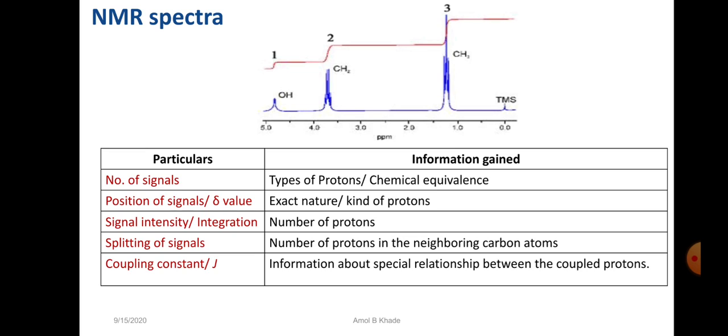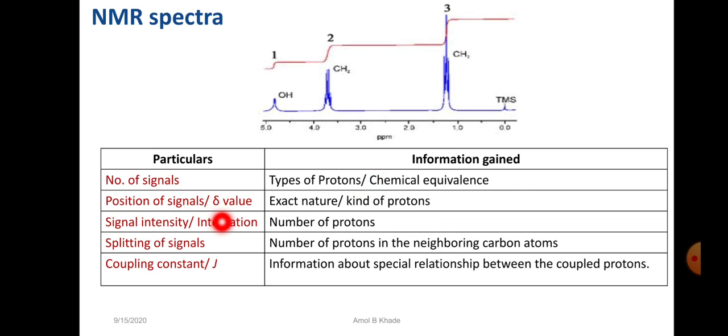Now by looking at the NMR spectrum, we get the following information. First, here we can observe there are 3 signals. The number of signals corresponds to the types of protons. In ethanol we have 3 types, or 3 sets, of protons. This is also known as chemical equivalence. So chemical equivalence is given by the number of signals, which correspond to the types or sets of protons.